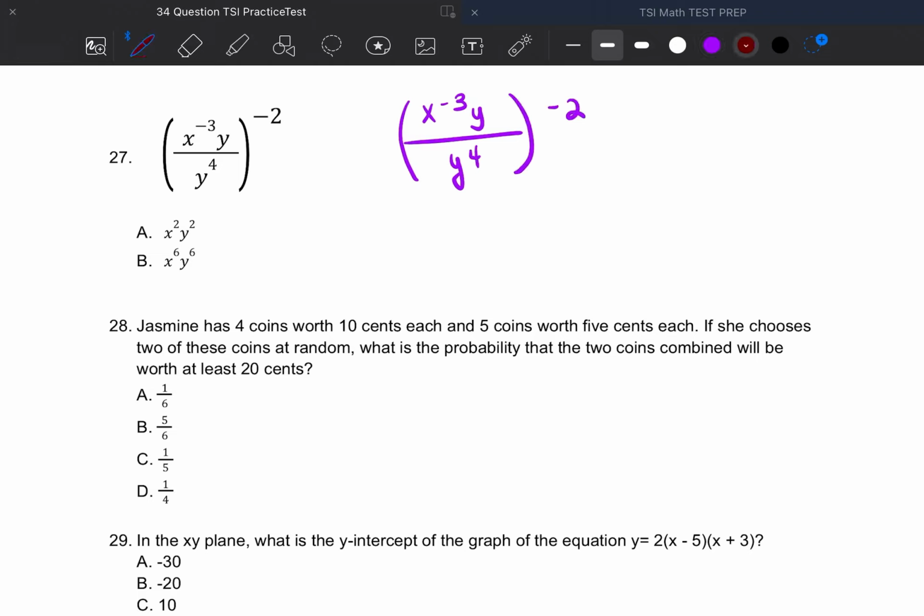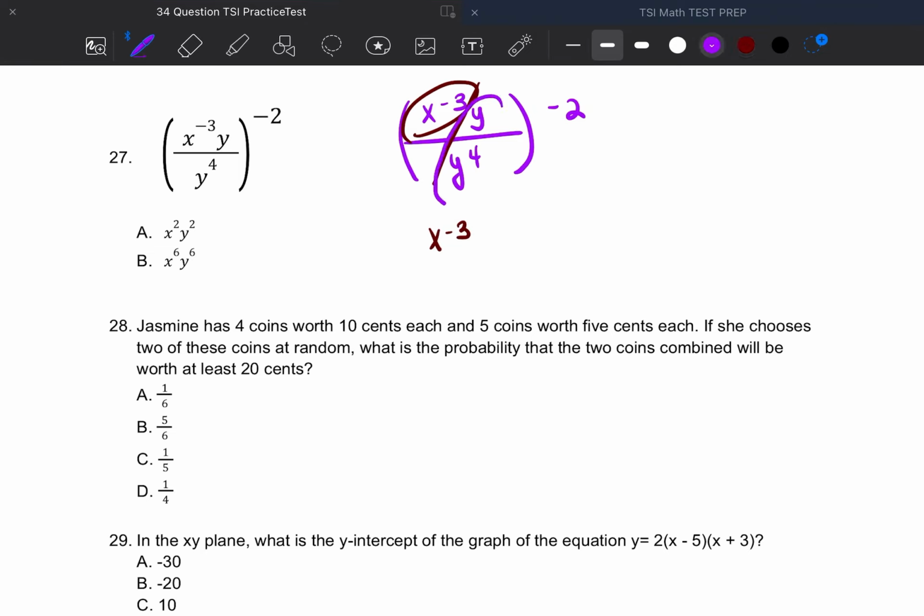And then I'm going to remember, okay, so I'm going to draw my line because it's like a division problem. And whatever is on the top, the x's, I want to divide by the x's on the bottom. The y's on the top, I want to divide by the y's on the bottom. So here, there is no x on the bottom. So we're just going to keep this the same, x to the negative third.